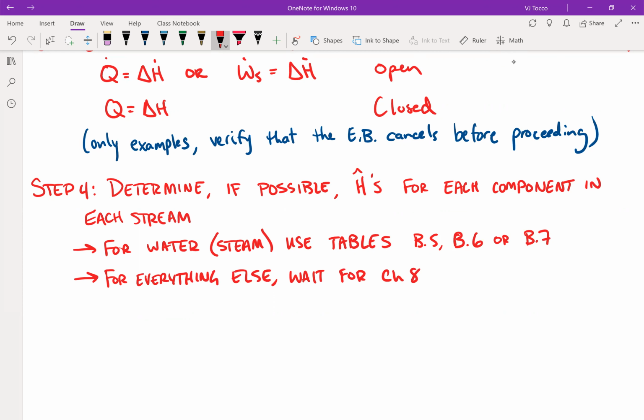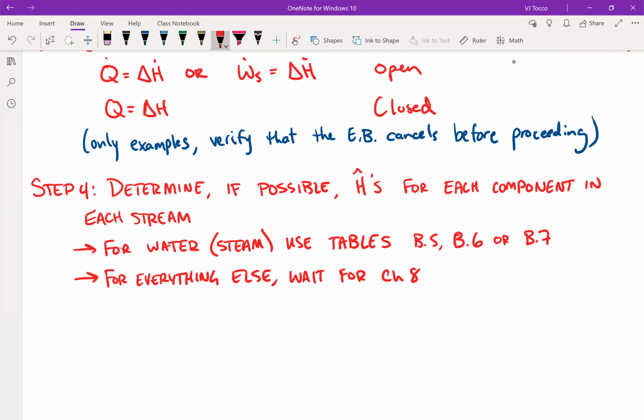Now, I will say that if it is another component that is very common, it's possible that you may be able to find a table for that species on the internet. And I would say that that is also a valid approach at this point. But in chapter 7, we'll be primarily discussing water energy balances, and that is because that's the only species that is tabulated in the back of your textbook. But again, just beware of the fact that for many commonly studied chemicals, there exists the analog of the steam tables on the internet, and that would also be a valid way to determine what H hat is as well.